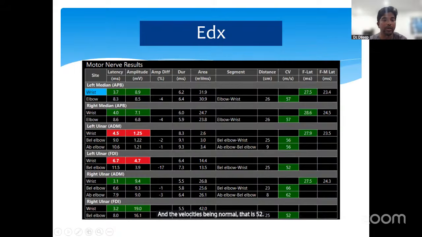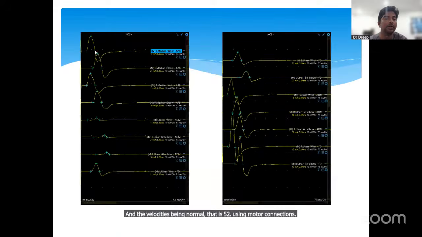These are motor conductions. These are graphs of the left median at the level of wrist and the left median at the level of elbow, which show normal waveforms. In the right median at the level of wrist and the right median at the elbow also, the waveforms are good.